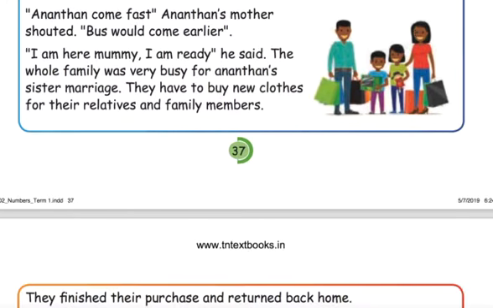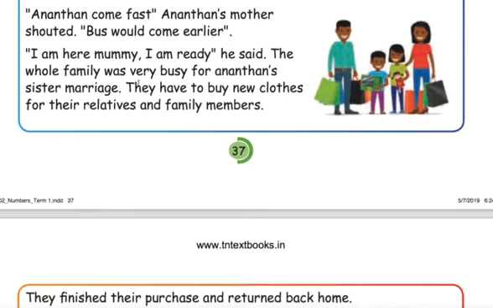What did his mother say? "Ananthan, come fast." That is what Ananthan's mother shouted. Okay, she didn't just say it, she shouted, "Ananthan, come fast. The bus would come earlier." Then what did Ananthan say? "I am here, ma'am. I am here, mummy. I am ready." He said, "I am ready."